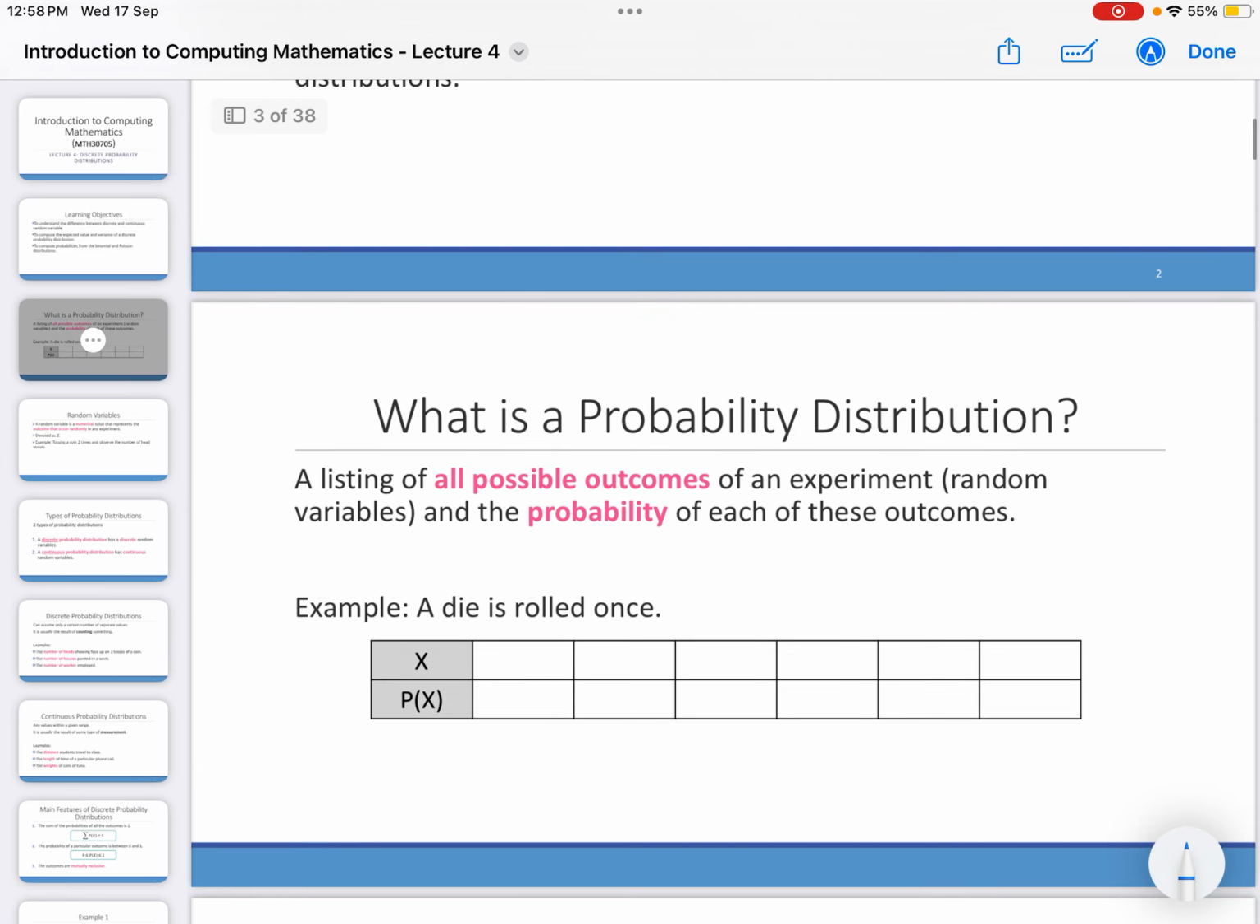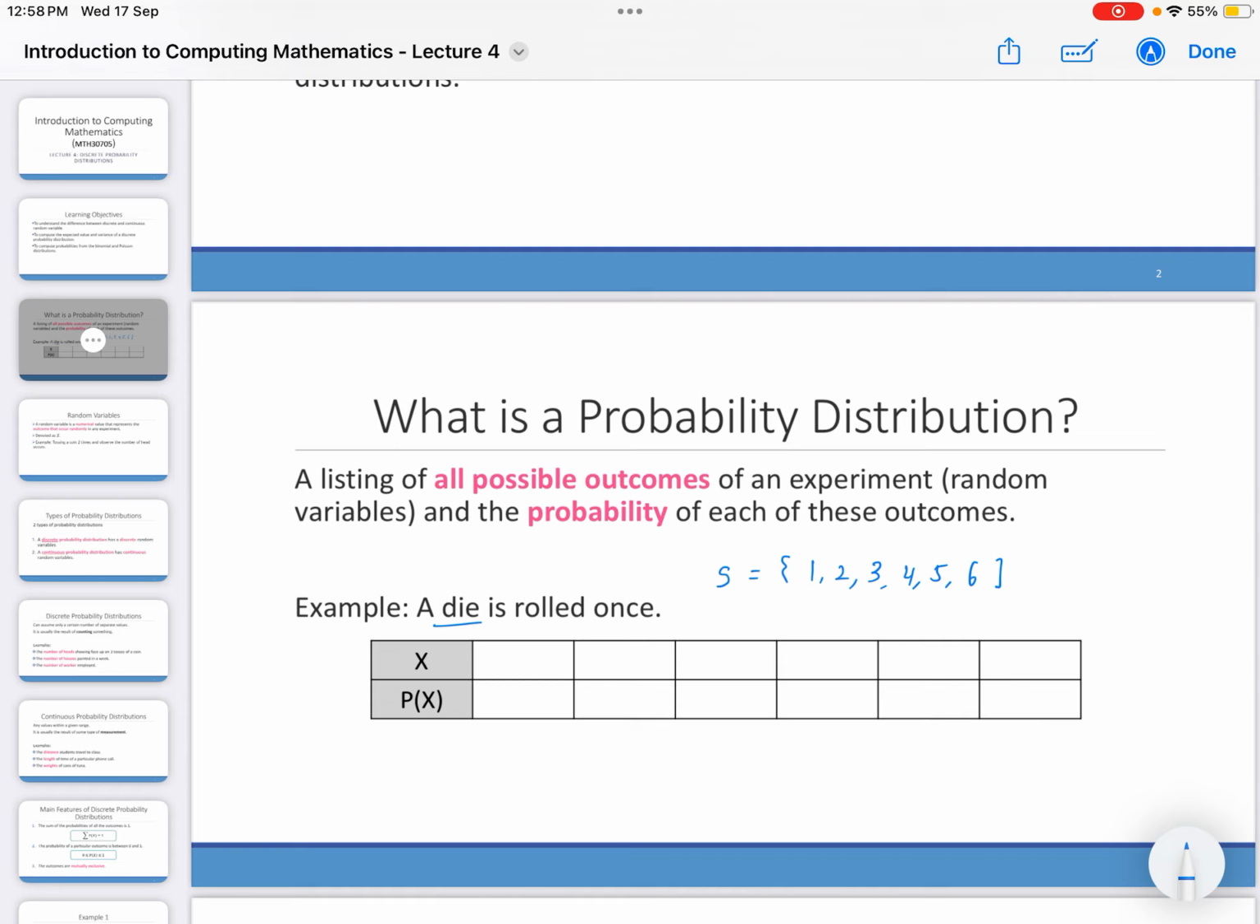Okay, what is a probability distribution? A probability distribution is a listing of all possible outcomes of an experiment, or we can say random variables, and the probability of each of these outcomes. For example, we have an experiment where a die is rolled once. From here we can list the sample space, and if you still remember, the sample space will be 1, 2, 3, 4, 5, 6. So this is all the sample space.